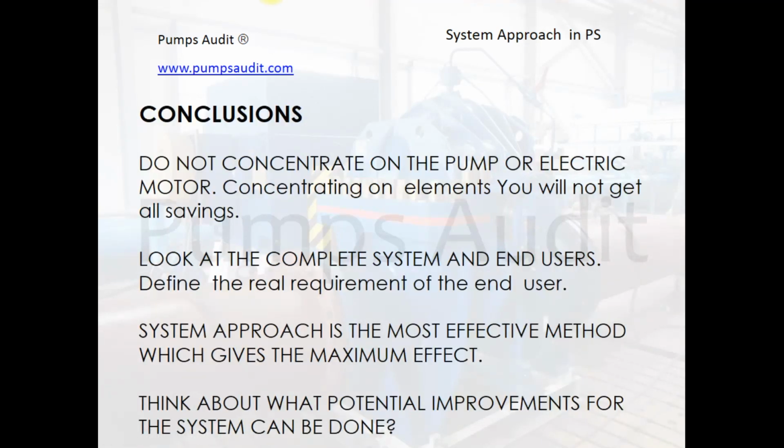Conclusions. Do not concentrate on the pump or electric motor. Concentrating on elements, you will not get all savings. Look at the complete system and end users. Define the real requirement of the end user. Do not think that present flow and head are given for granted. The system approach is the most effective method which gives the maximum effect. Think about what potential improvements for the system can be done.